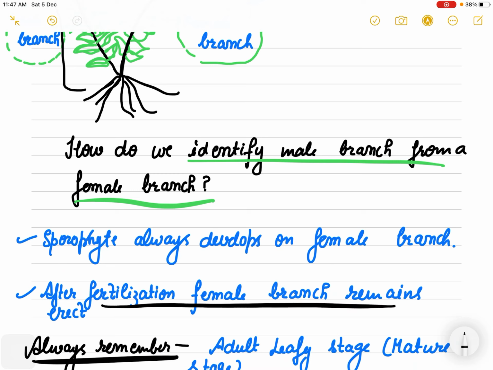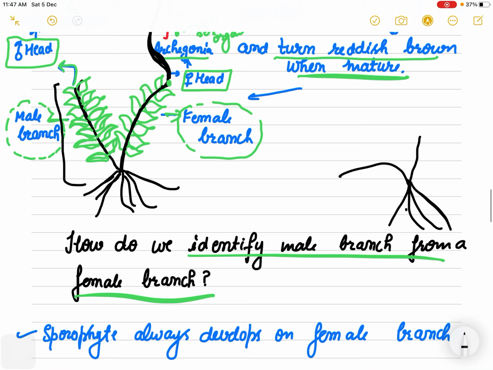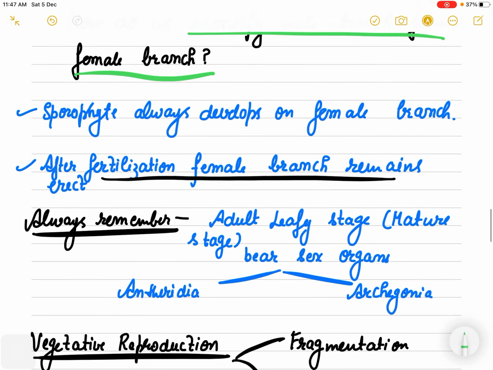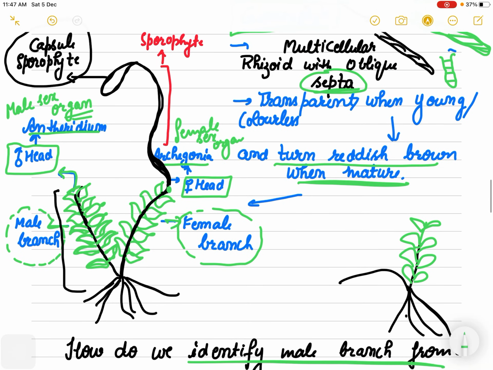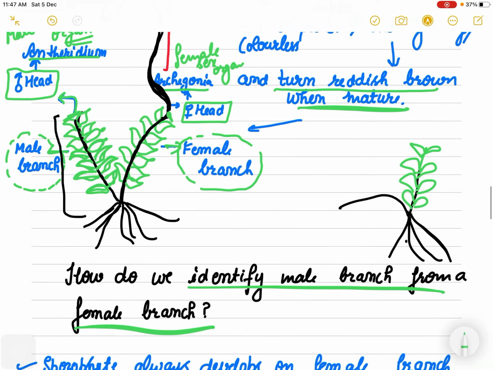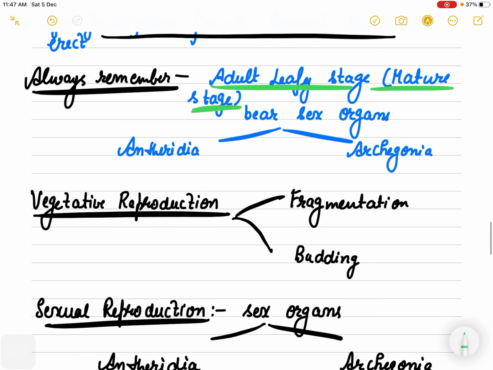So after fertilization, usually what happens is, suppose you are drawing, this is the rhizoids, this is the female and this is the male branch. Usually after fertilization the female branch remains erect, means it stays perfectly straight. And the adult leafy stage, which is the mature stage, bears your sex organs at the tip, antheridia and archegonia.